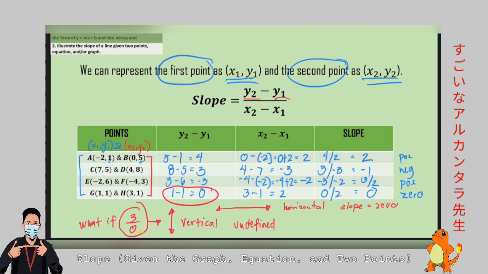So for the slope, you have to remember, again, we have 3 different ways of getting it depending on the given: given the graph, given 2 points, and given the equation. So that is our last learning target.